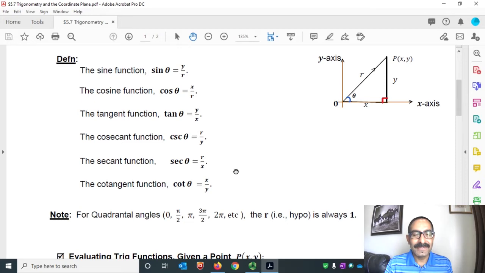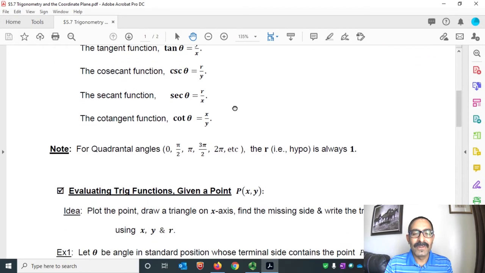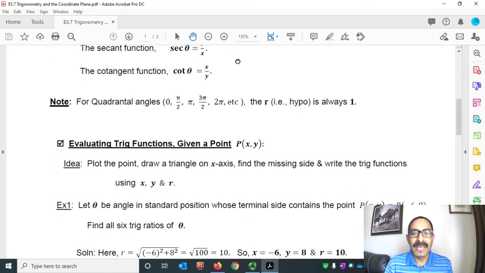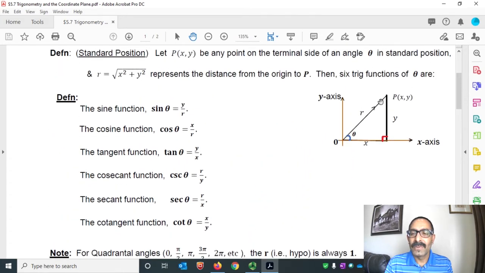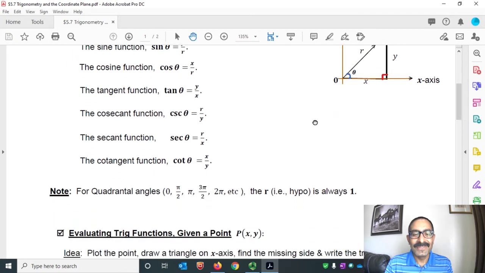Now let's move on. Note, for quadrantal angles, that means the angles along the x-axis and y-axis, so those angles are 0 degrees, pi half, pi, or 3 pi over 2, or 2 pi, etc. The r, the hypotenuse of that corresponding right triangle, is always 1. So that means this r always turns out to be 1. Great. So now let's move on.